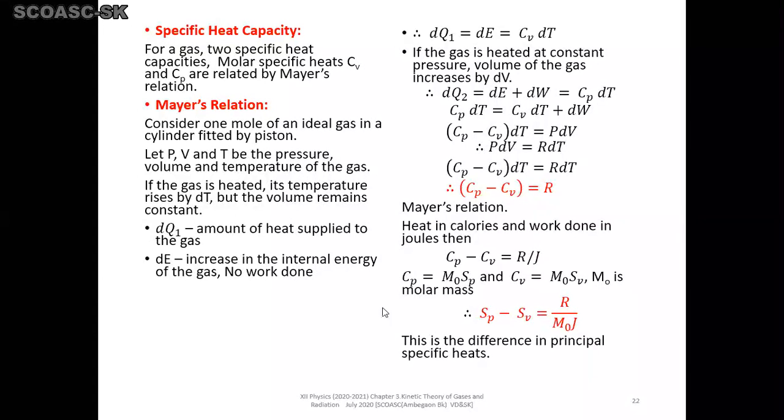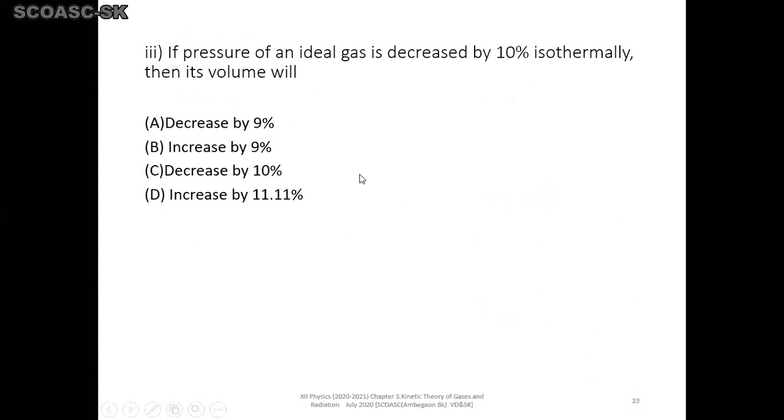Now let me get to yesterday's objective.